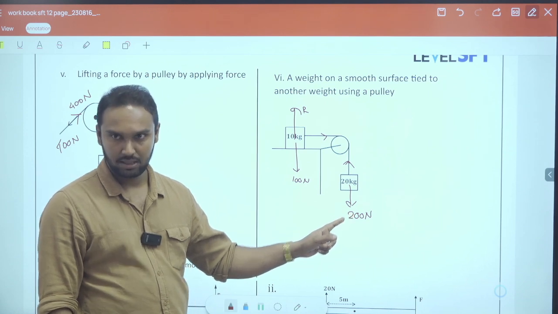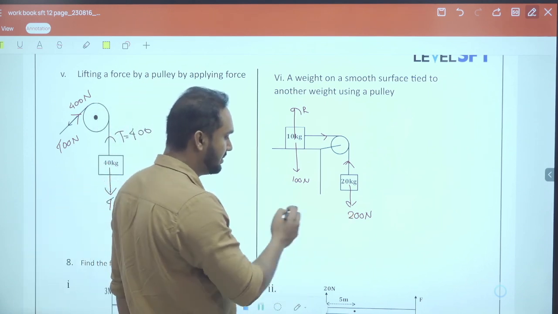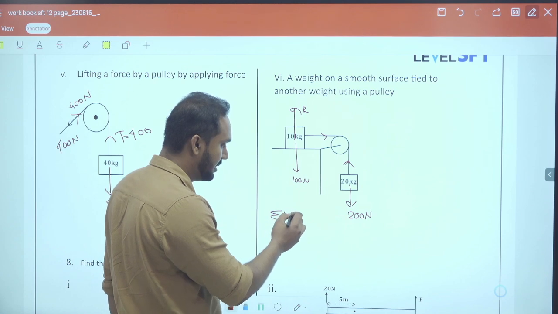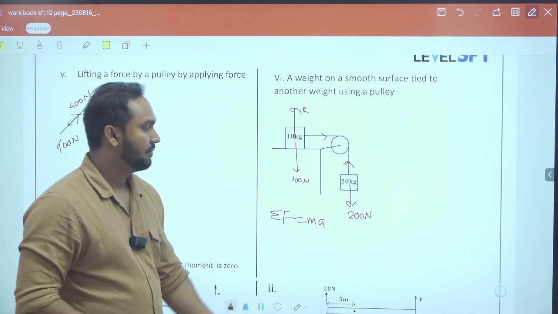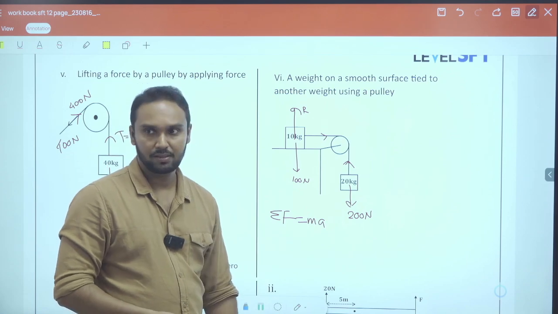Get it? So if I put sigma F equals ma here, that's it. If I put sigma F equals ma here, what is the sigma F here now?